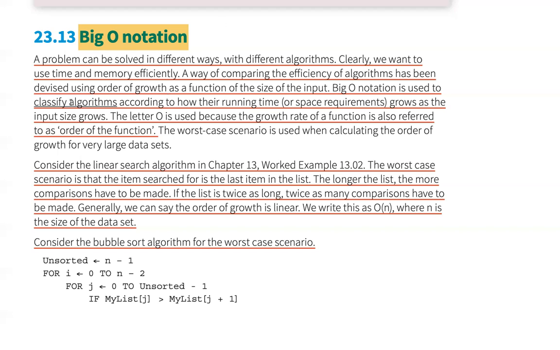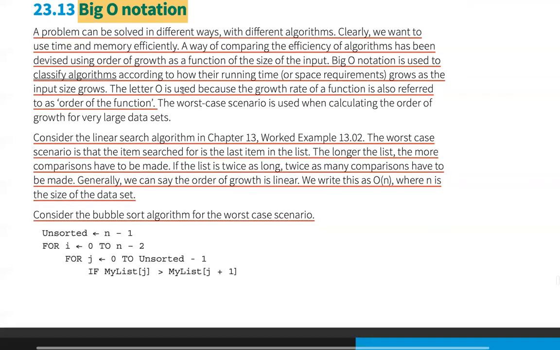Big O notation is used to classify algorithms according to how the running time, or space requirements, grow as the input size grows. The letter O is used because the growth rate of a function is referred to as the order of function. So that's what the O notation represents, the order of function.